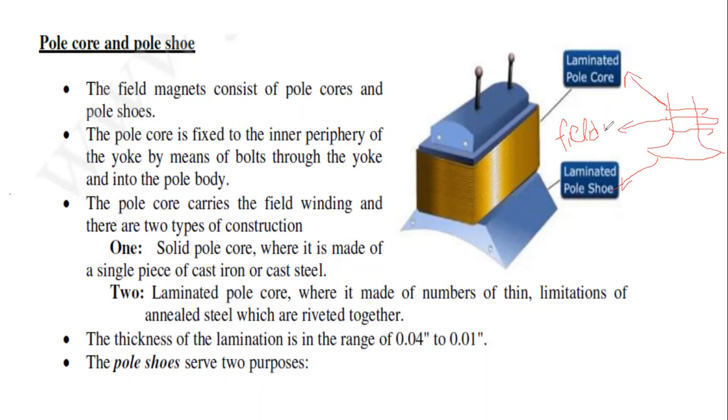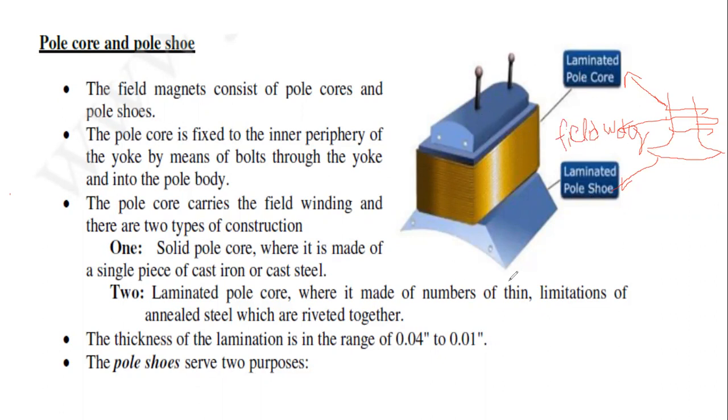This is the field winding. This total system is called the field system. The field system consists of three parts: first is the pole core, second is the pole shoe, and third is the field winding.